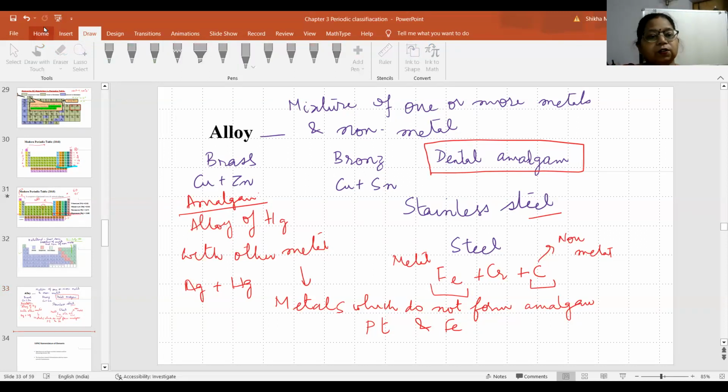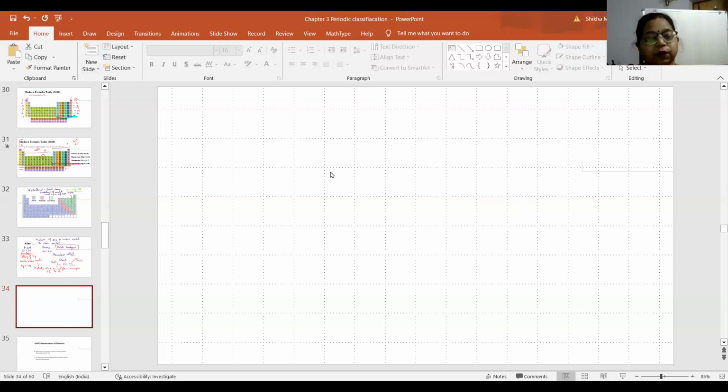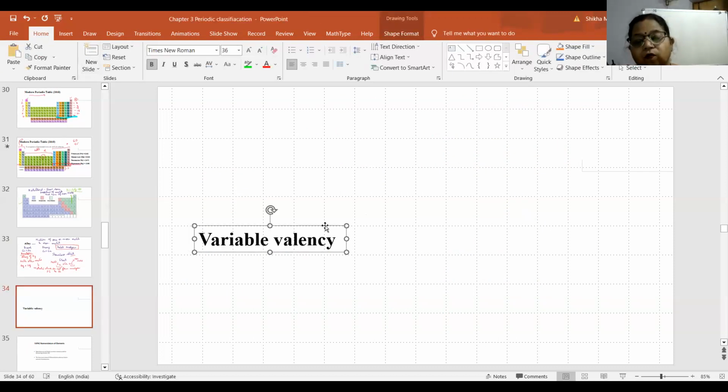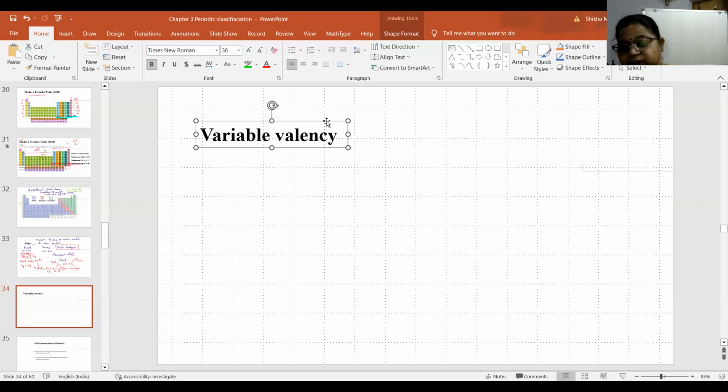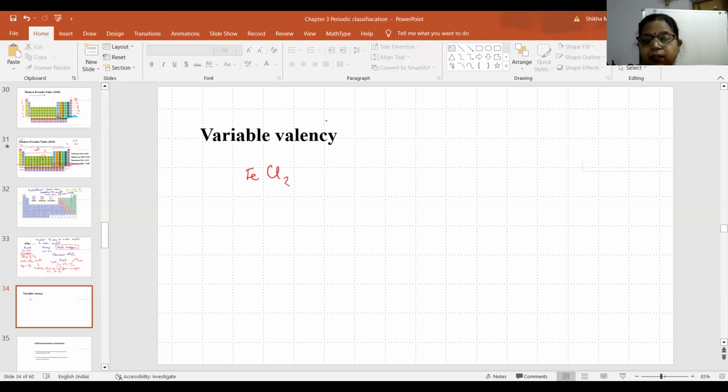Okay, moving on to the next, which I wanted to confirm before we proceed. What do you understand by variable valency? And number two, if you know what is a variable valency, if I write FeCl3, FeCl2, CuCl, and CuCl2, can you name these compounds? For this, first of all, you need to know what is variable valency, and then what will be the name of these four compounds?